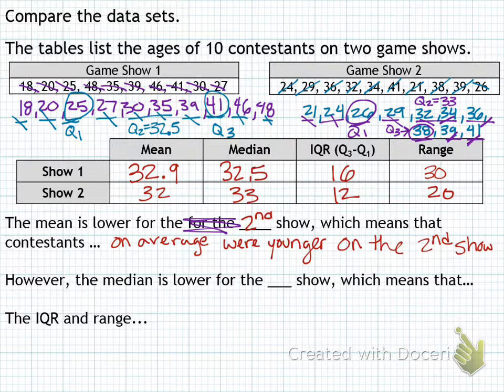Okay, so if I just look at the average age, it was lower for the second show. However, the median is lower for the first show. So even though the contestants on the second show are on average younger, since the median is lower for the first show, that tells us that there are more young contestants on the first game show.